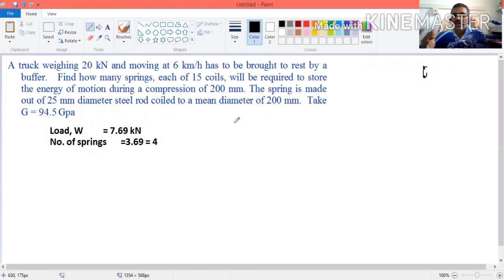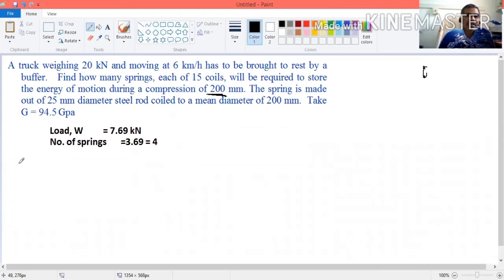The truck has to be stopped by springs. So the energy in this vehicle is stored in the springs by compressing them to 200 millimeter. The compression allowed is 200 millimeter. The spring is made out of 25 millimeter diameter steel rod, coiled to a mean diameter of 200 millimeter. Take G is equal to 94.5 gigapascal. So this is the given problem.